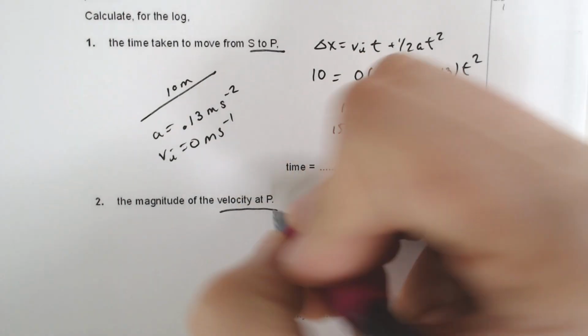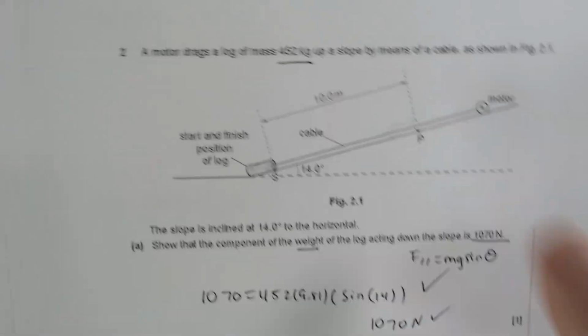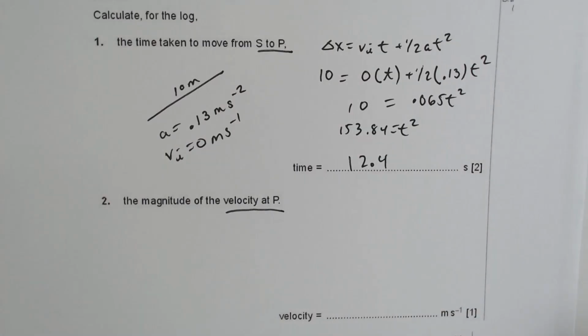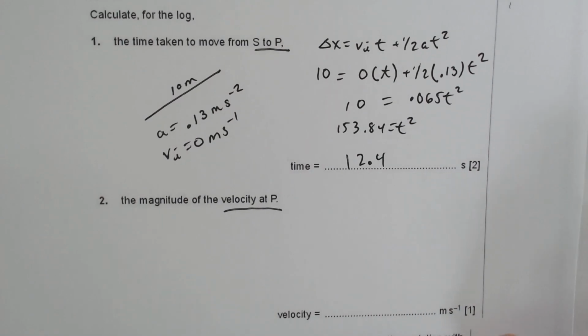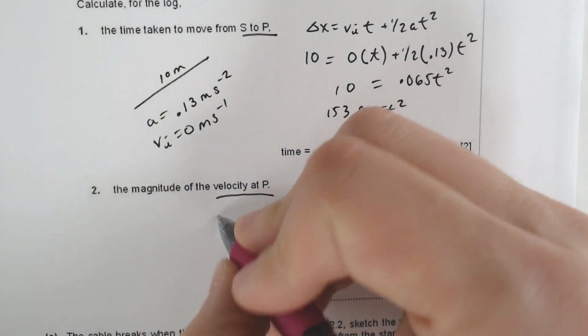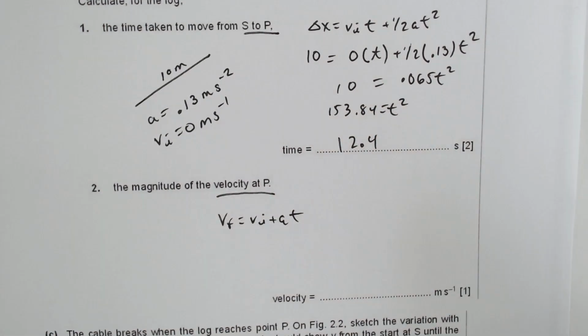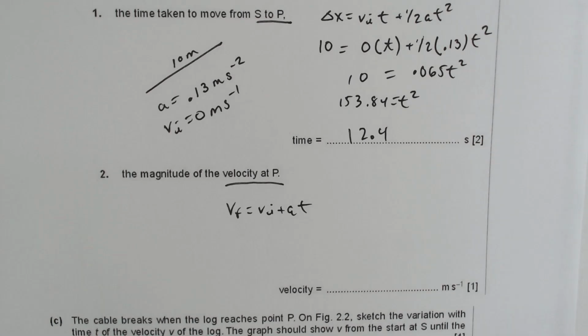So that gives you a clue as to how many steps you're going to have to do. Find the magnitude of the velocity at point P. Well, point P is after the 10 meters has gone by. So this time, here's our third point. We're going to need to use v final is equal to v initial plus at. That is one option of a formula, but there are plenty more.